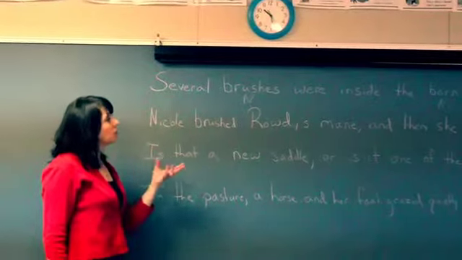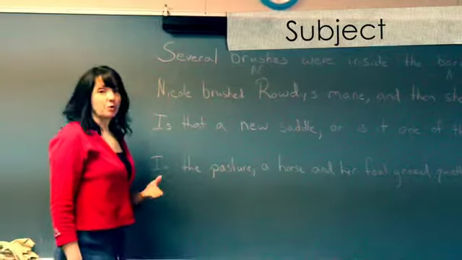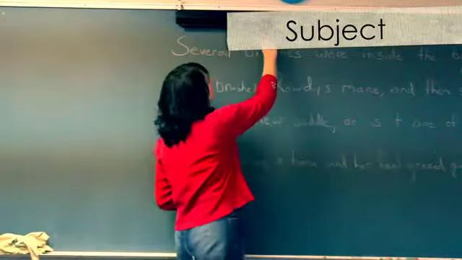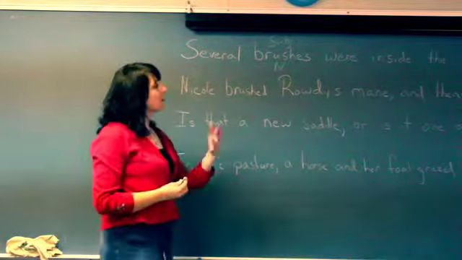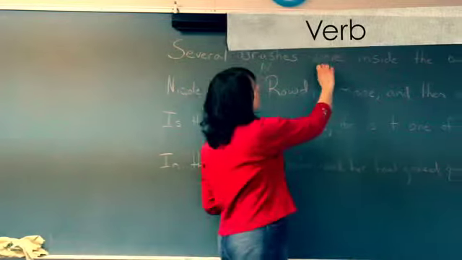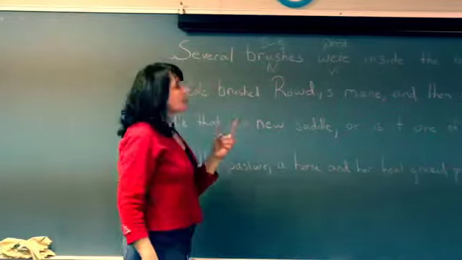So out of those two, which one do you think is our subject? Obviously, it's going to have to be brushes. That's what the sentence is about. So here's our subject. Then we also have to look for our verbs. The only word in this sentence that is a verb is were. And verbs are always our predicate. So we only have one subject-predicate set.